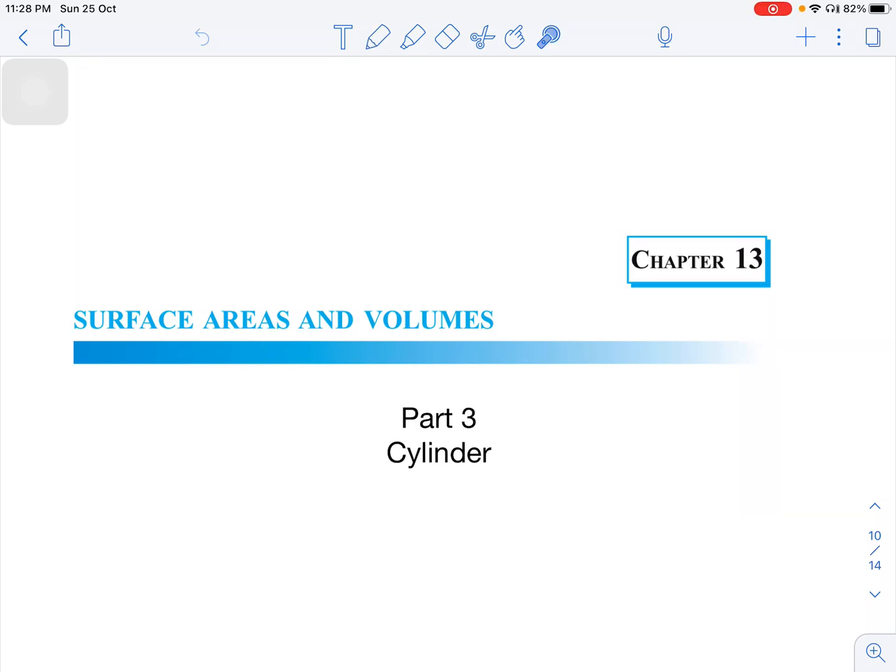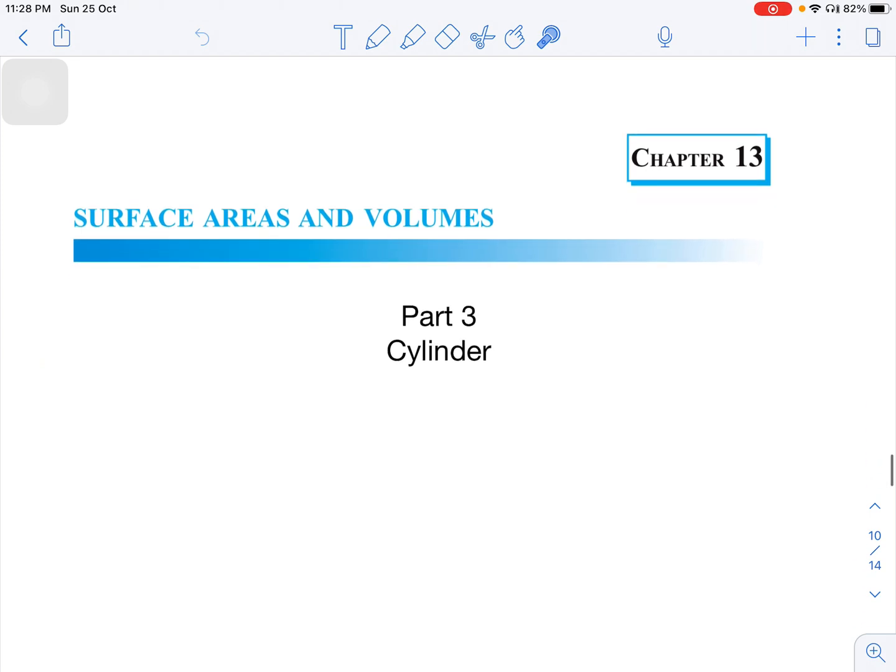Hello students. Today we are going to learn chapter number 13, that is surface area and volume of class 9. Today we are going to learn the next part, that is part 3, the cylinder.